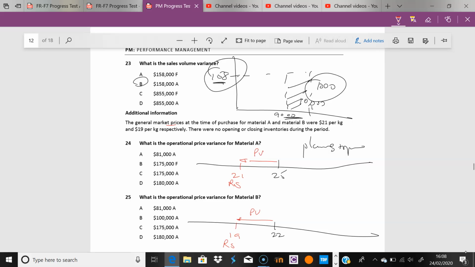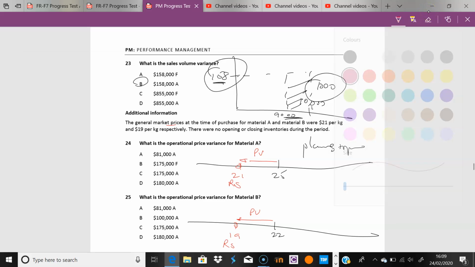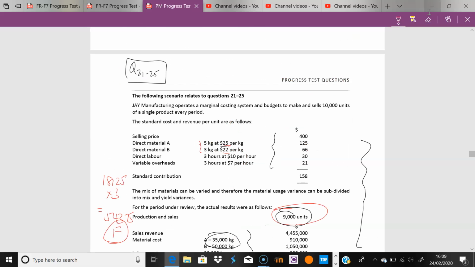That's the planning variance. That's the new standard, if you like, that we now need to work with. And this is the difference, which is a planning variance. Now we ask the question, well, what actually happened? What did you actually do? Well, how do I know how much you bought it for? I'll just come back here. You bought 35,000 kilograms for 910,000. So 910 divided by 35 gives me how much you actually paid for this thing. 910 divided by 35 is 26 here, and 1050 divided by 50 is 21.